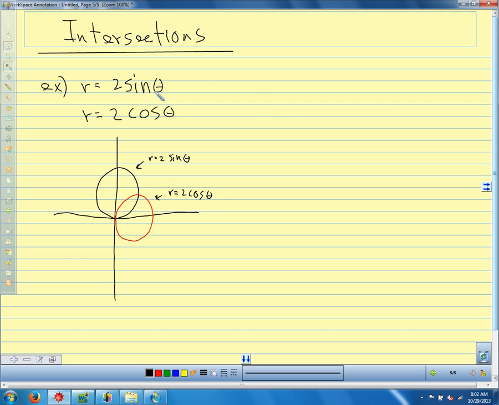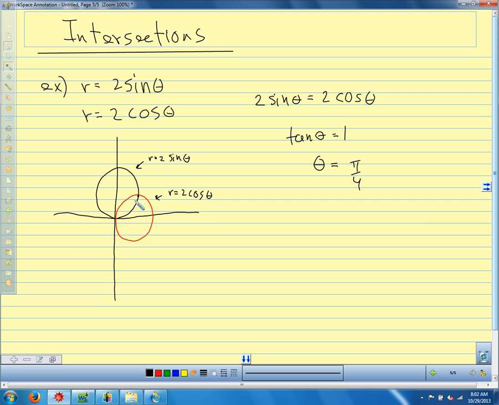But if I set these two equal to each other, and I want to find those points of intersection, I get 2 sine theta equals 2 cosine theta. Simultaneous equations here give me tangent theta equals 1. And tangent theta equals 1 at theta equals what? Pi over 4. So this point of intersection corresponds to theta equals pi over 4. So why don't we get the point at the origin?